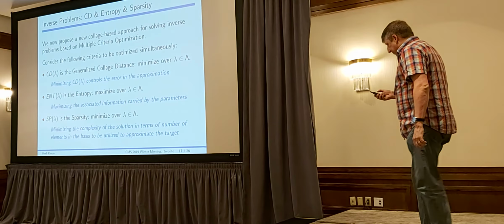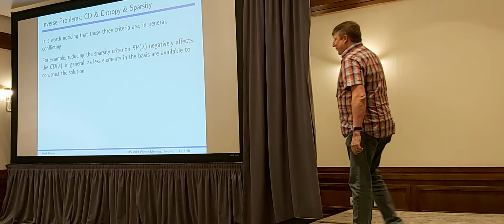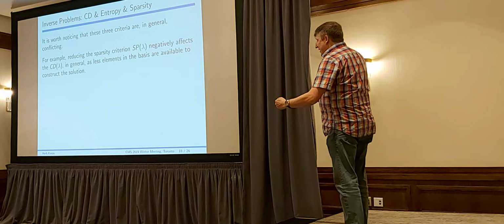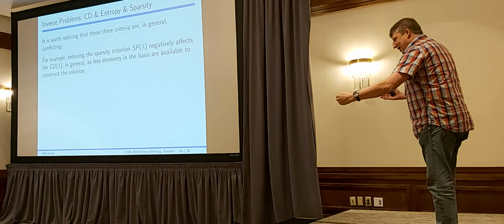So the three criteria are in general conflicting. They don't support each other. For example, if you reduce the sparsity, that negatively affects the collage distance, because you have fewer elements in the basis and you're less able to represent the complicated function nicely in general.